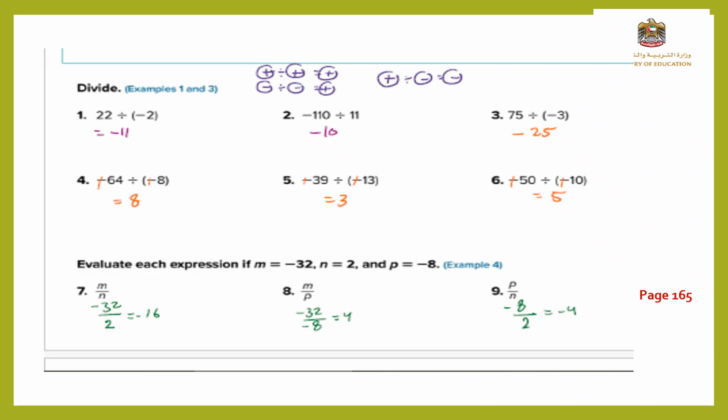In this question, they have given you m, n, p, etc. M divided by n means put the values. M is -32, n is 2, and divide, you will get -16. The same way, do the other ones also.